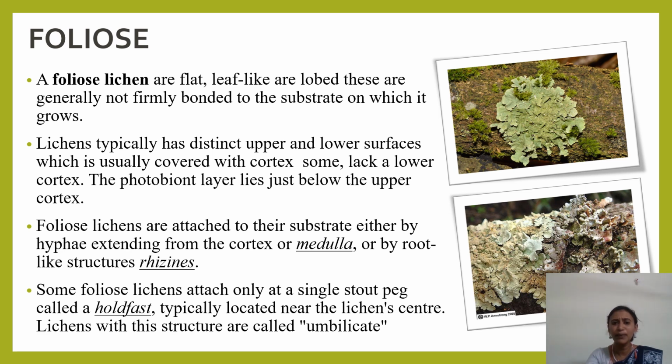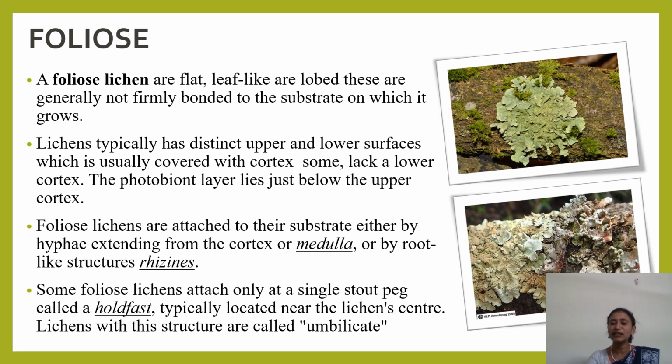These are not firmly bound to the substrate, but grow on the surface of rocks, trees, etc. These lichens typically have a distinct upper and lower surface, which are easily differentiated and usually covered with cortex. Some lack a lower cortex. The photobiont layer lies just below the upper cortex.